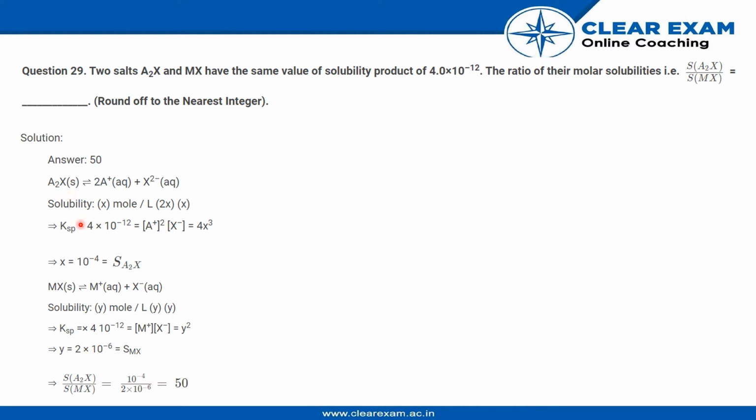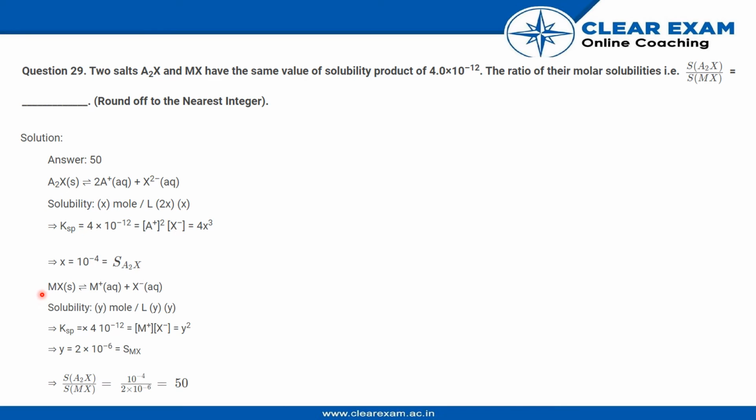Now the KSP value is given to us as 4 into 10 raised to minus 12, which will be equal to, when we write the dissociation of A2X, we get 2A positive plus X2 negative. Therefore, we have solubility product to be equal to A positive whole square into X negative. So therefore 4 into 10 raised to minus 12 will be equal to 2x whole square into x, that is equal to 4x cube. Therefore we have x value to be equal to 10 raised to minus 4. This is the solubility of A2X.